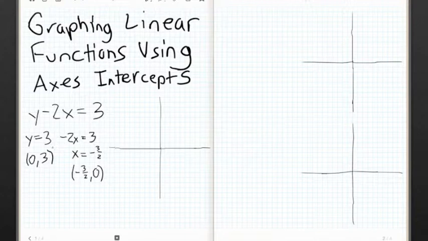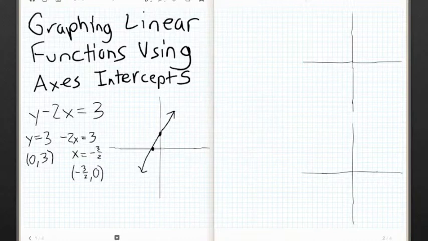Now look what happens here. This is where you really save time. If we just plot these 2 points, we have a y-intercept 0, 3 right there, and we have an x-intercept negative 3 over 2 right there. Now let's just draw a line through them. We can kind of get an idea of what the slope's going to look like. And we're done.